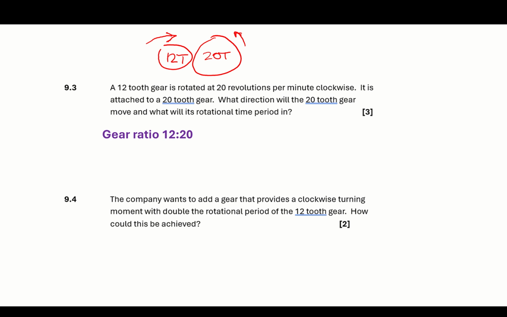And then it said, what direction will it turn and what will its rotational time period? So our first job, find the gear ratio, 12 to 20. Next one, turn it into a unitary ratio. So take the small number and divide the 20 by the small number.